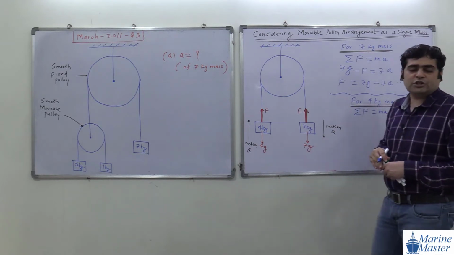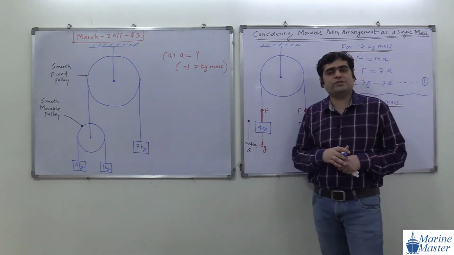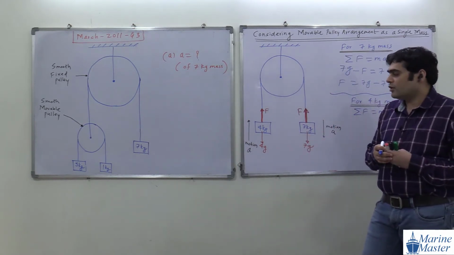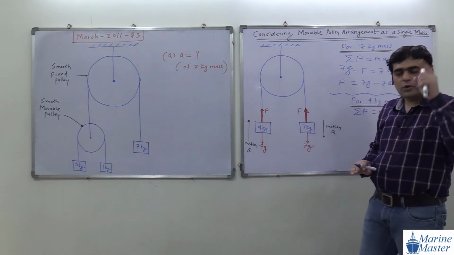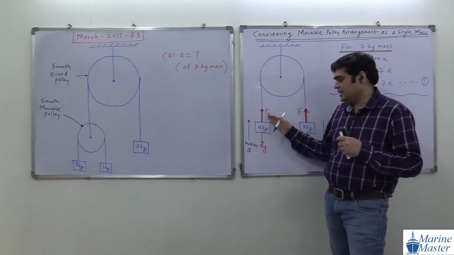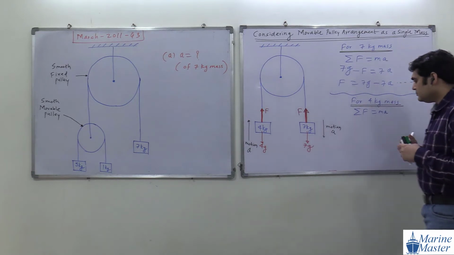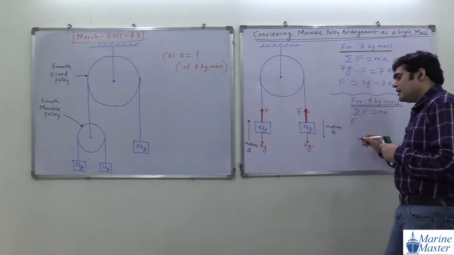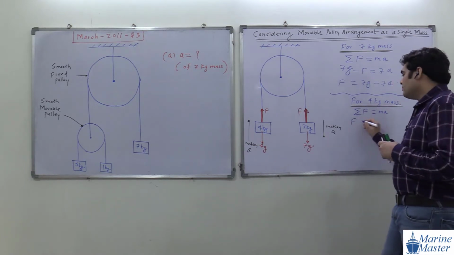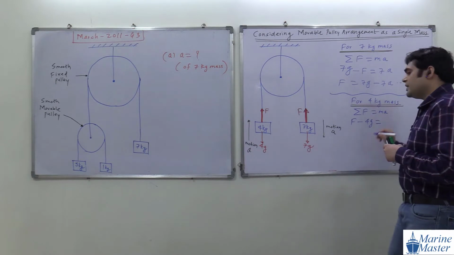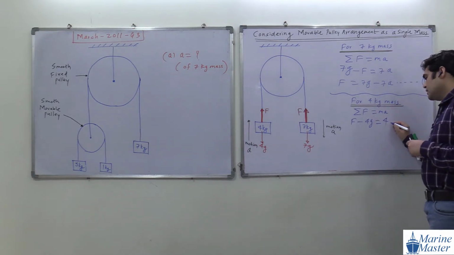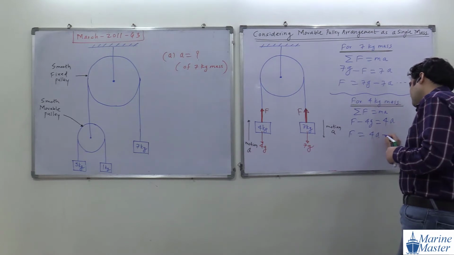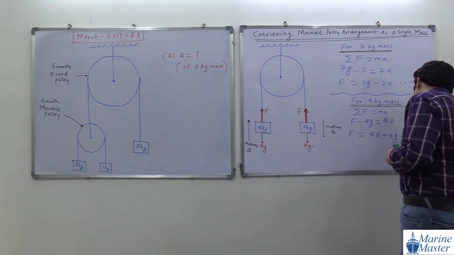Forces in the direction of motion are considered positive and opposite forces negative. What are the forces here for the 4 kg mass? Two forces are acting on the 4 kg mass. One is F, second one is 4g. F minus 4g is equal to what guys? What is the value of mass? 4 into acceleration. So F will become equal to 4a plus 4g. Okay, and this is our equation 2.